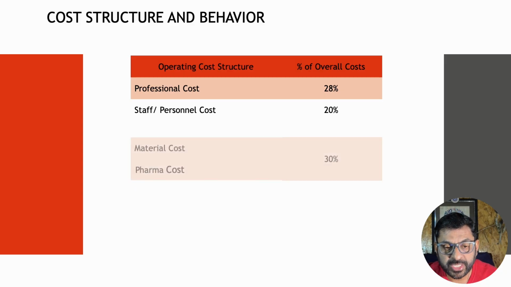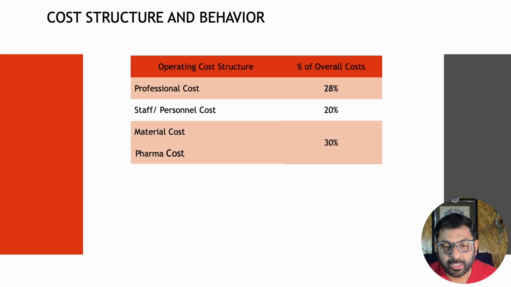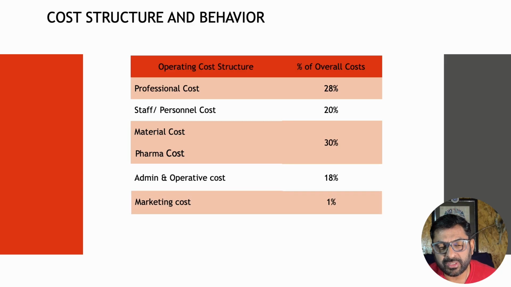would be around 20%. Material and pharma costs, which are very sensitive to patient demand, is about 30% of the overall costs. Admin and administrative cost, another 18%. Marketing contingencies, typically this can change, but I would imagine it would be about 1% of the overall cost.